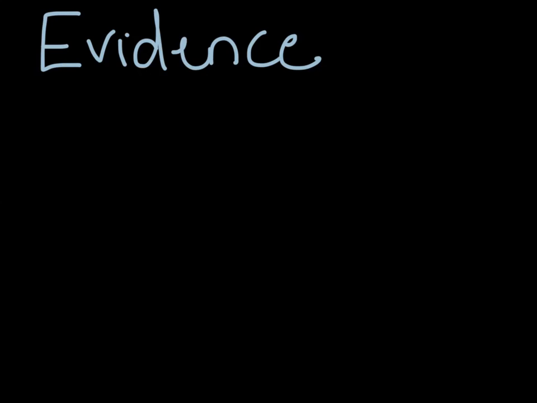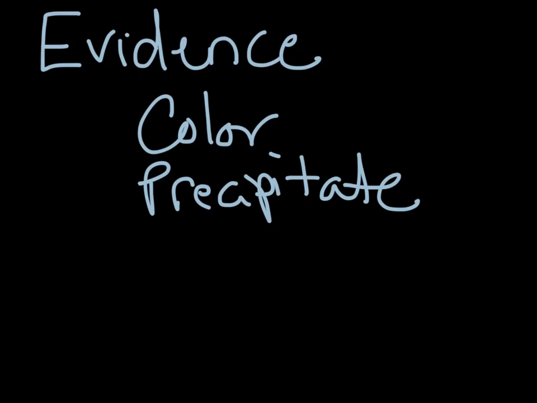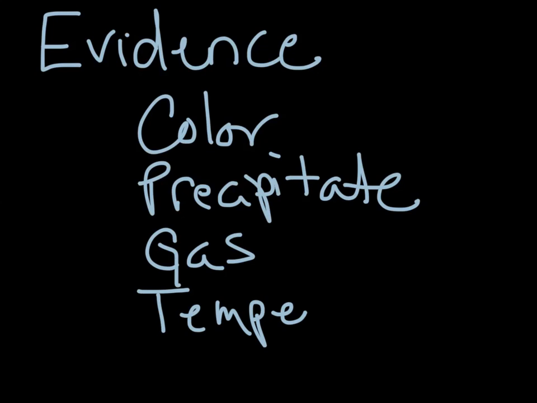You need to know the evidence of chemical change. So the evidence, and there are 4 different categories that this can come to, and this is color, precipitate, remember to know what that is, gas, so if it forms into a gas, and or temperature change. Know when you might see these and how this might be shown to you.